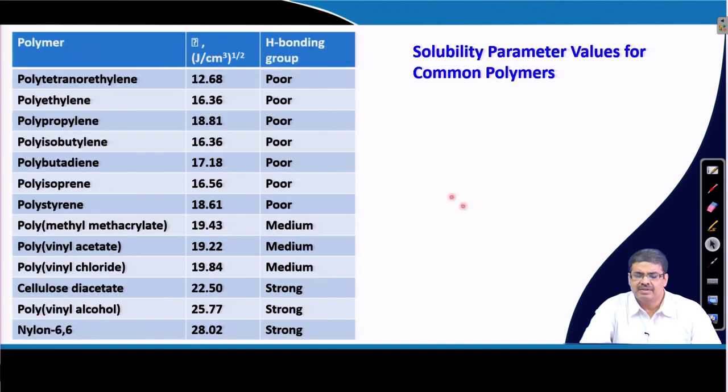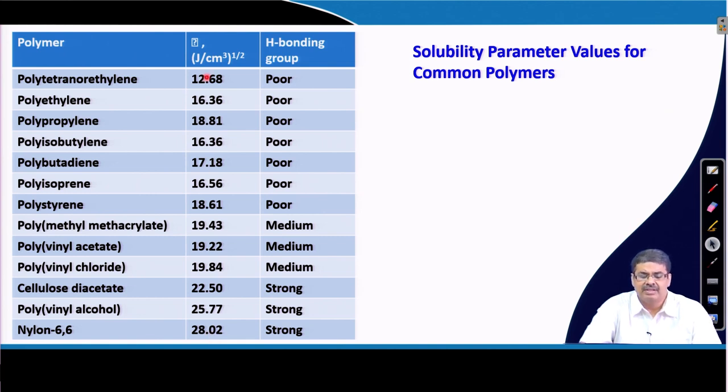Now, these are the values obtained for the polymers using this group contribution method. These are available in the literature and you can find them in any standard textbook.